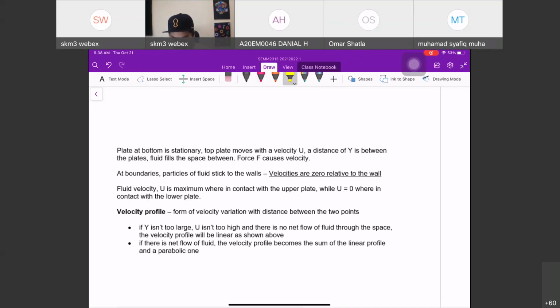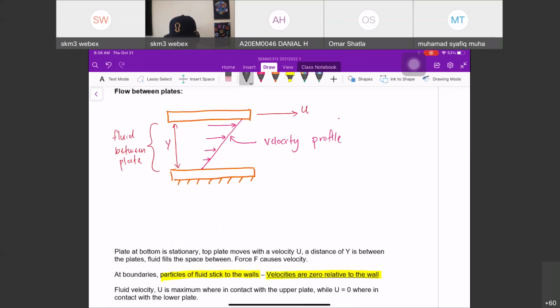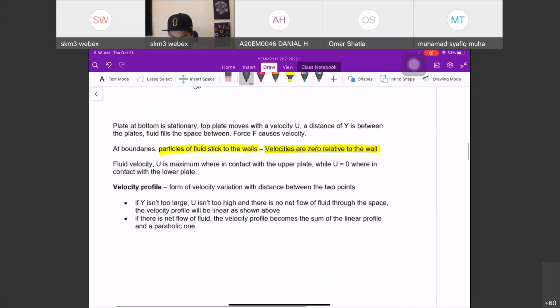At the boundary, particles of fluid stick to the wall. As I explained before, velocity is zero relative to the wall. That means the velocity here is zero, the very minimum velocity. And is this velocity maximum or minimum? Definitely maximum. So fluid velocity u is maximum where it is in contact with the upper plate, while u equals zero where it is in contact with the lower plate.